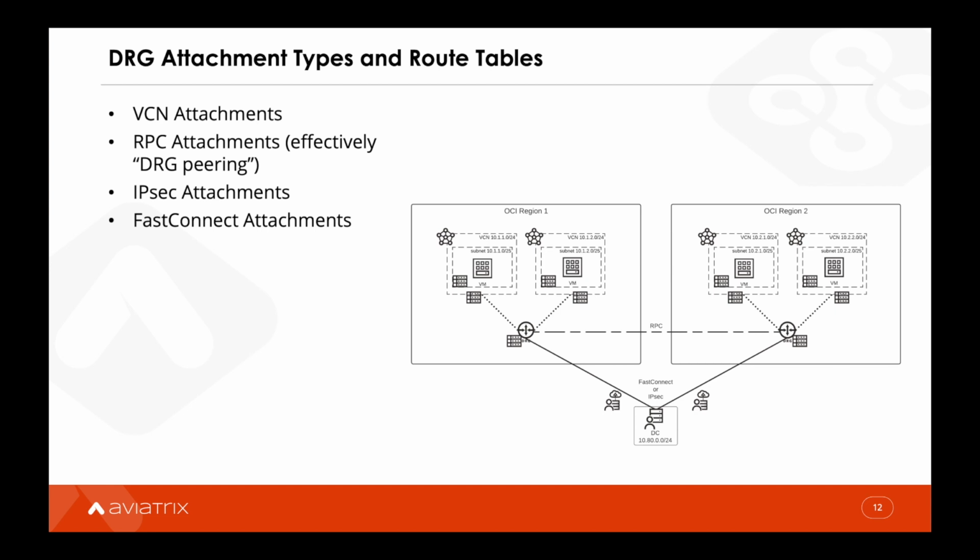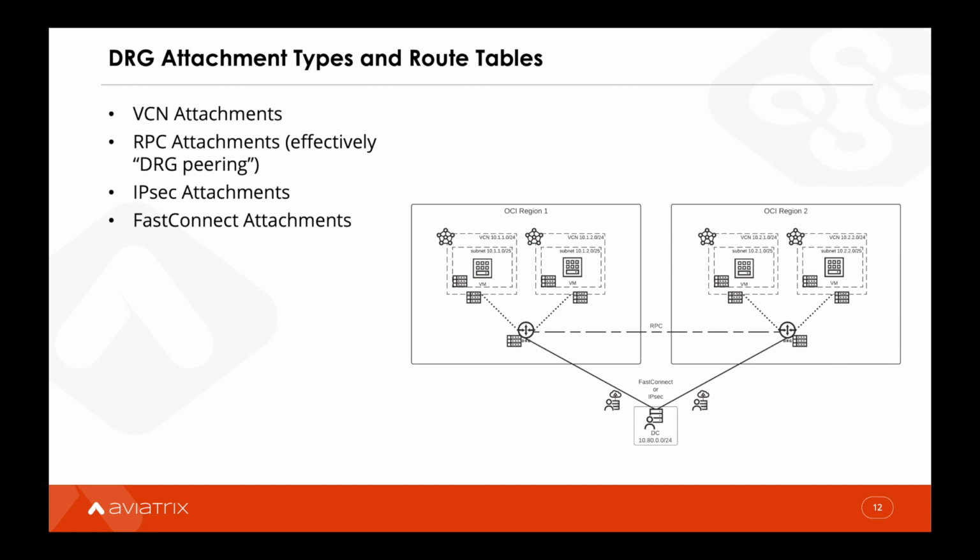First of all, this is the VCN attachment, so attaching your VCN to this hub solution. Then we have remote peering connection attachments. What it effectively becomes is a DRG peering. If you want to peer networks in one region with networks in the other region, then you would now create a DRG in each of those regions and then establish this remote peering connection. As I said before, this is effectively a DRG peering now in OCI. And with this, you allow the communication to go from one region to the other.